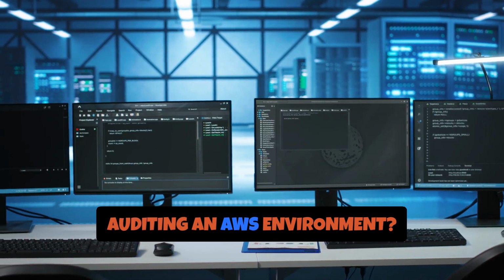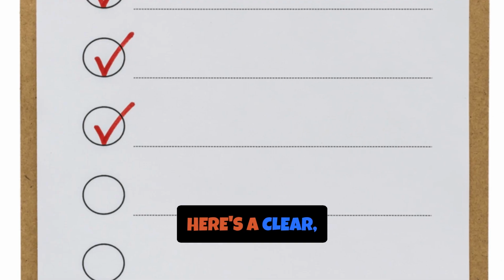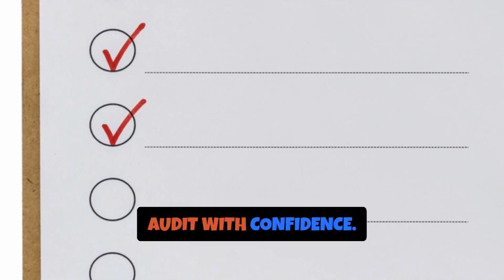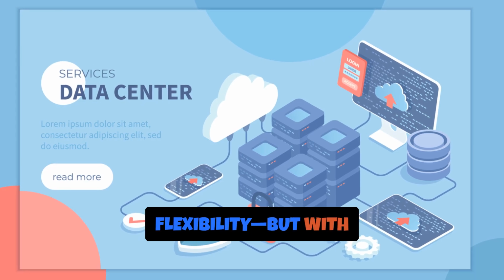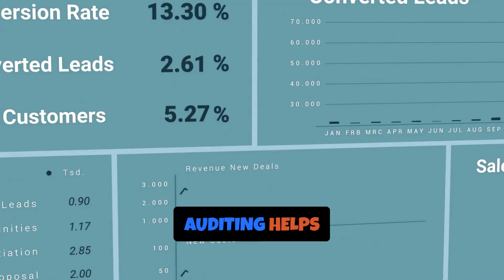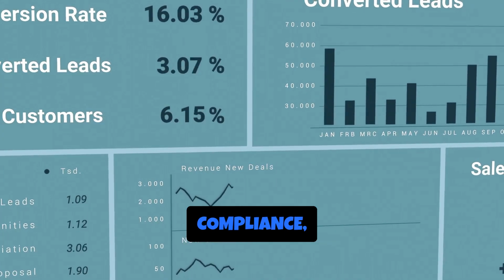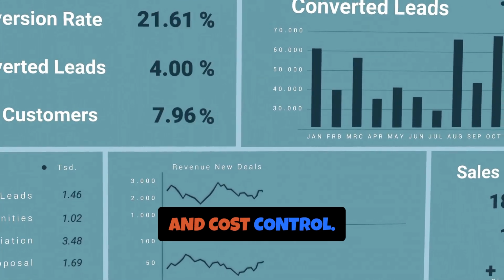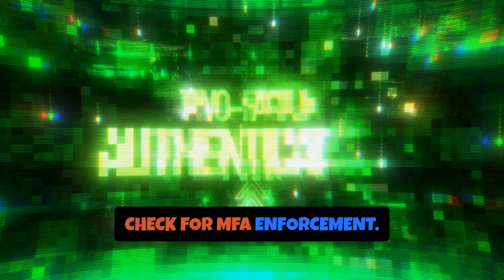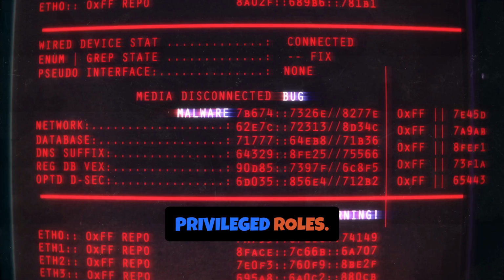Auditing an AWS environment? Here's a clear step-by-step checklist to help you perform a cloud audit with confidence. AWS offers flexibility, but with great power comes responsibility. Auditing helps ensure security, compliance, and cost control. Review IAM users, roles, and groups. Check for MFA enforcement. Audit use of root account and privileged roles.